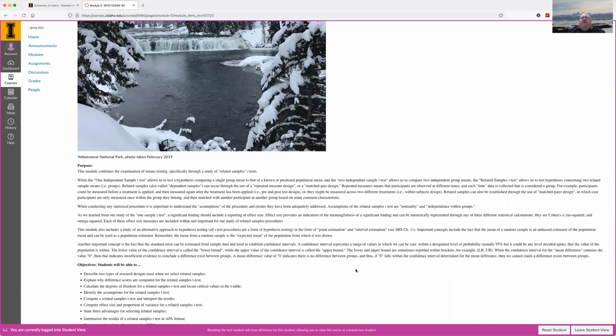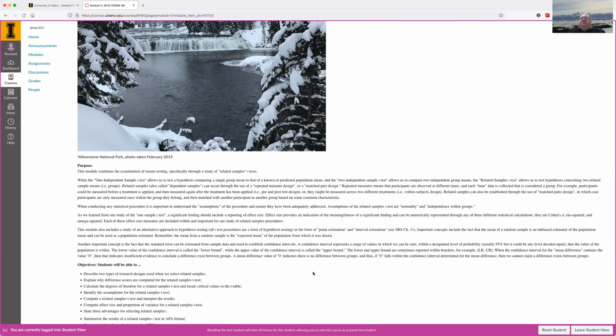So the purpose for this module is to continue the examination of means testing, specifically through a study of related samples t-test. While the one independent sample t-test allows us to test a hypothesis comparing a single group mean to that of a known predicted population mean, and the two independent sample t-test allows us to compare two independent group means, the related samples t-test allows us to test hypotheses concerning two related sample means, or two related groups.